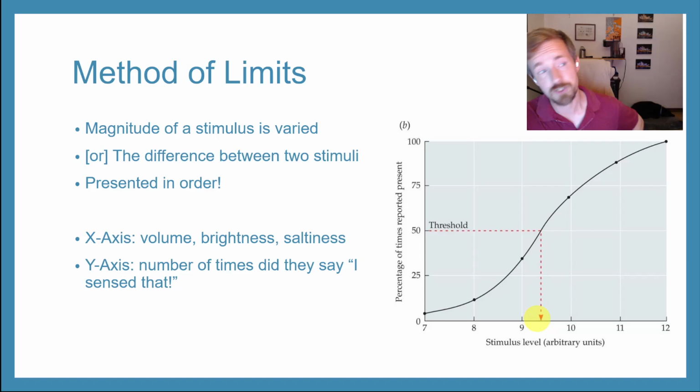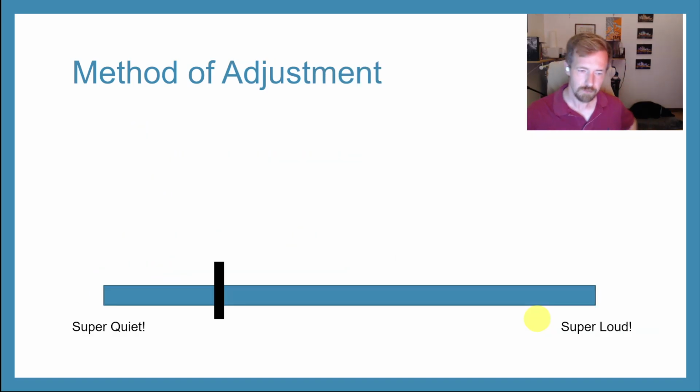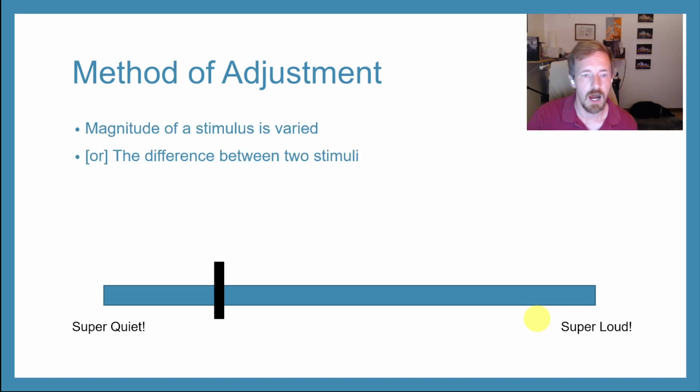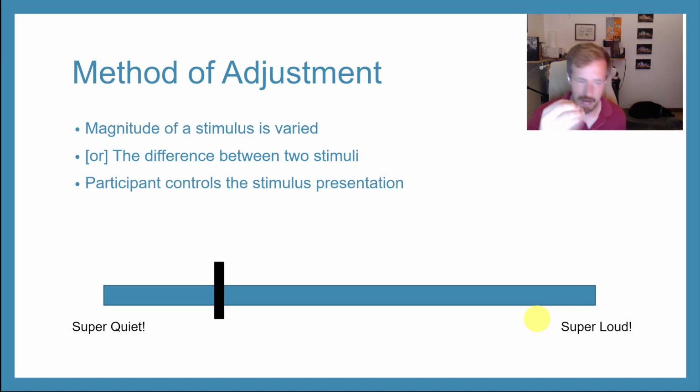This is very similar to the Yanni versus Laurel tool that we used in Chapter 0, if you remember that. And then we have the method of adjustment. The method of adjustment is where you are able to physically move the slider or the knob to a point where you can hear it. That way you're able to actually control what you're hearing or what you are perceiving.